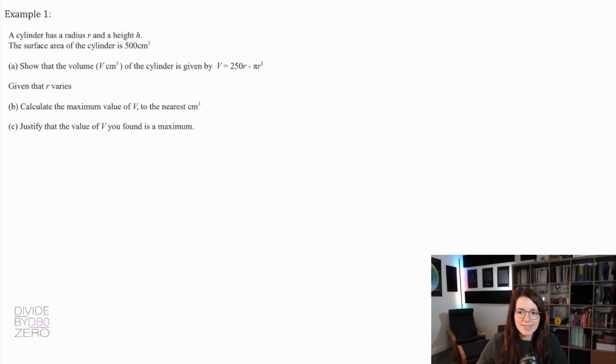Example 1. A cylinder has a radius of r and a height h. The surface area of the cylinder is 500 centimeters squared. Part A. Show that the volume of the cylinder is given by that expression.